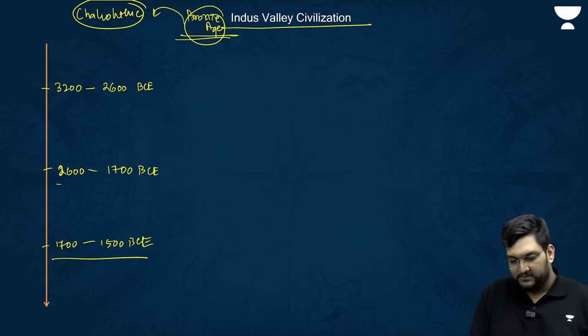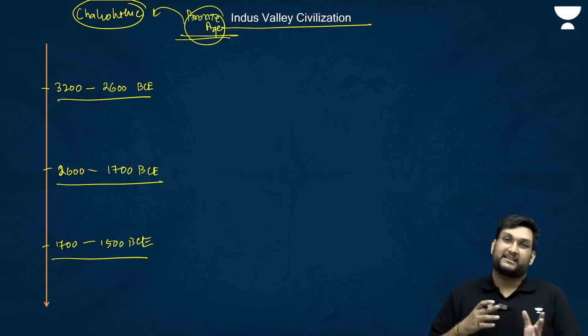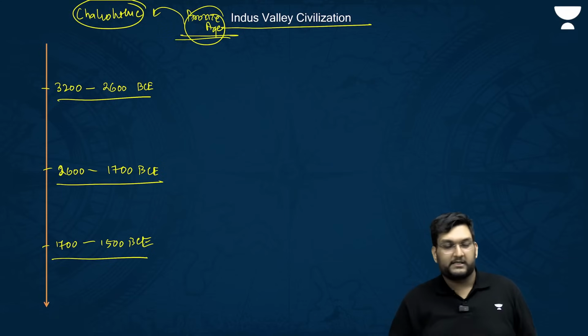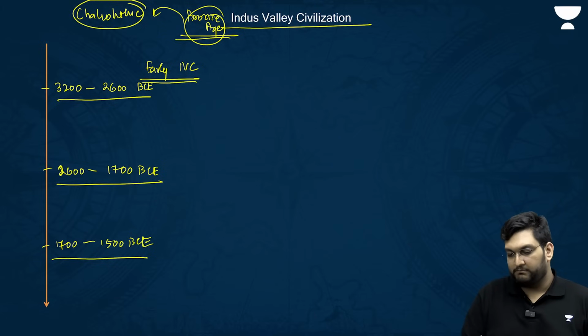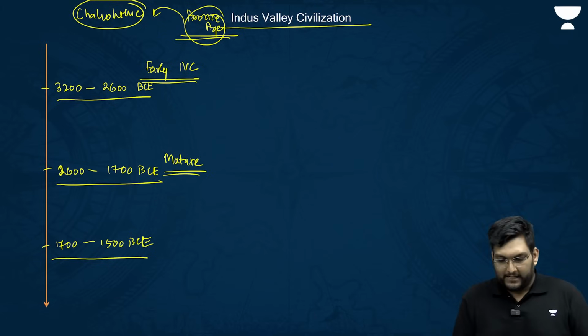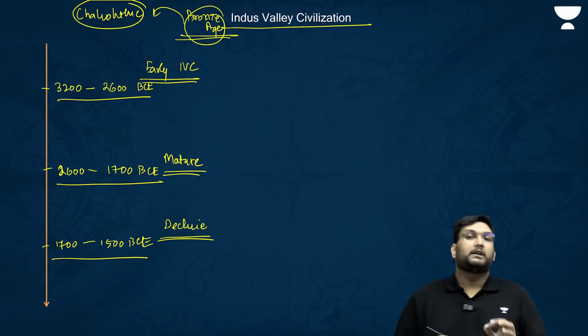These timelines will change because there is a lot of research happening nowadays with regards to the Harappan civilization and its connection to the Vedic period. Let us see what is the outcome of that. This is called early Harappan period or early IVC. This is called mature Harappan period, the most important phase in that regard. And last but not the least, we have the decline phase in which there is proper decline.